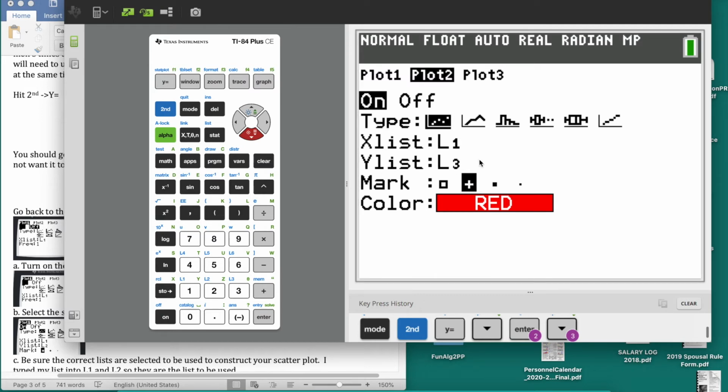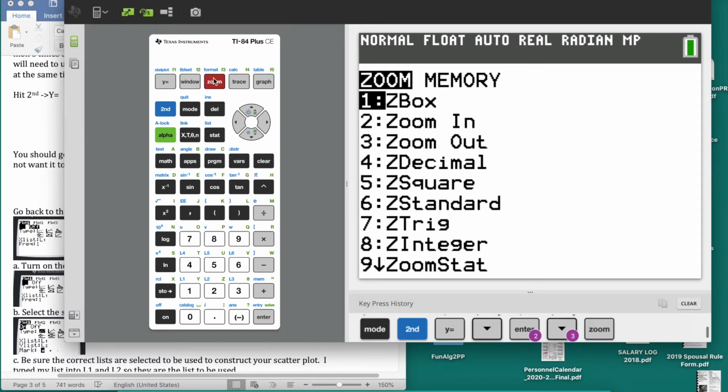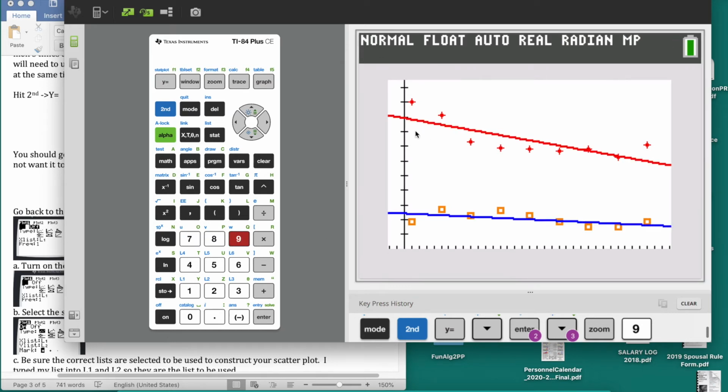Now, this is all set up for L2. My L1 is all set up. Zoom, and I'm going to go down to number 9, zoom stat. That is going to fit my screen to my scatter plots. And there's my scatter plots with the line of best fits going through. Okay, and now if I want to find that point of intersection, that's going to be all the way over here.